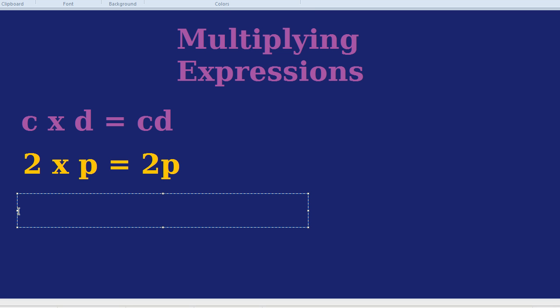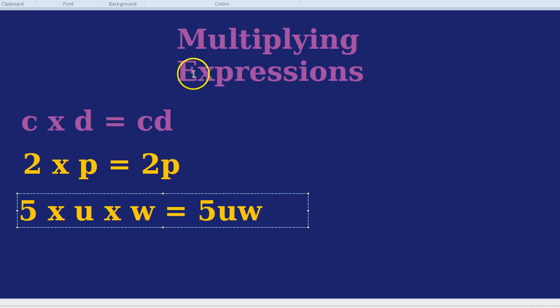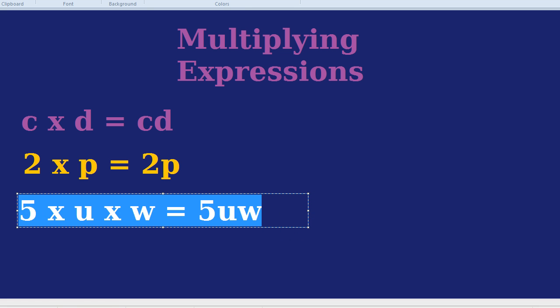What happens if we have numbers and different kinds of letters? So 5 times by U times by W. Again, we write them all together, symbolizing the fact that they're all multiplied by each other. So this would be 5UW.